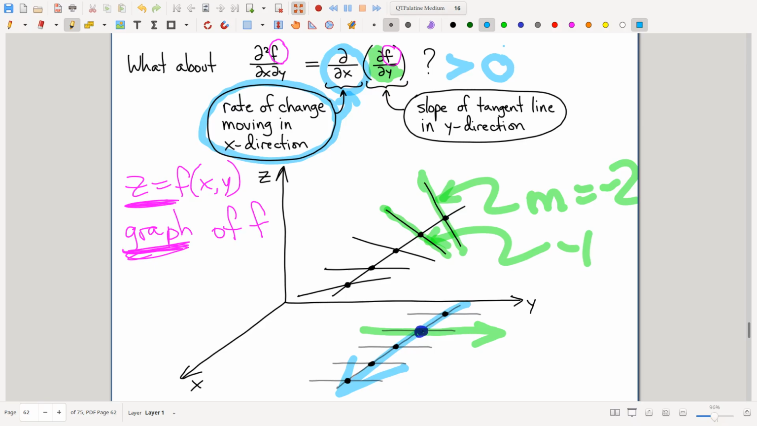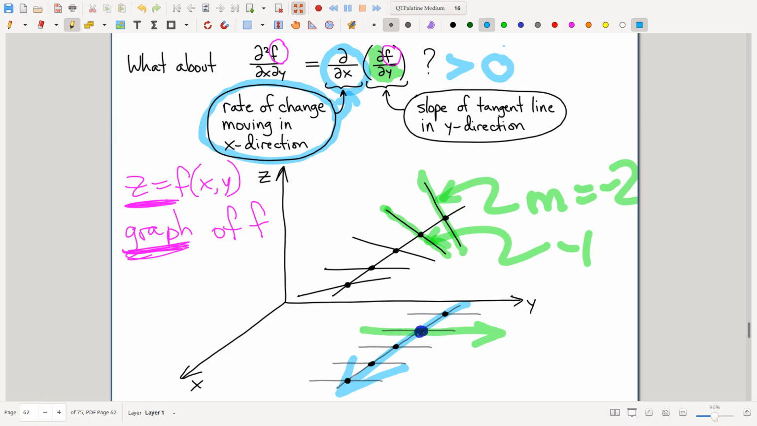So let's draw our conclusion then. What I have here is a kind of a suggestion of a picture of what it looks like when this mixed second partial is positive. And how would I describe this picture? Well, I'm going to do a sort of a hand gesture here. It's like as I come out of the page, the slopes of these y direction tangent lines, these slopes are doing like this.